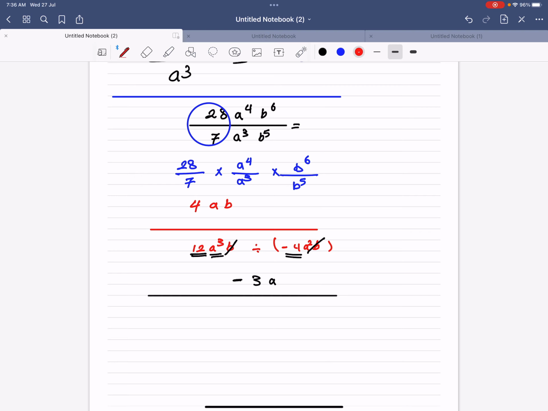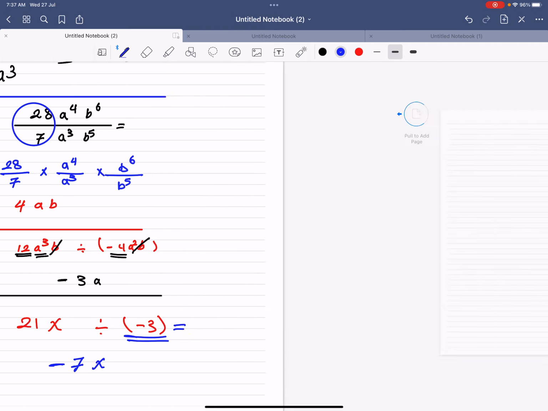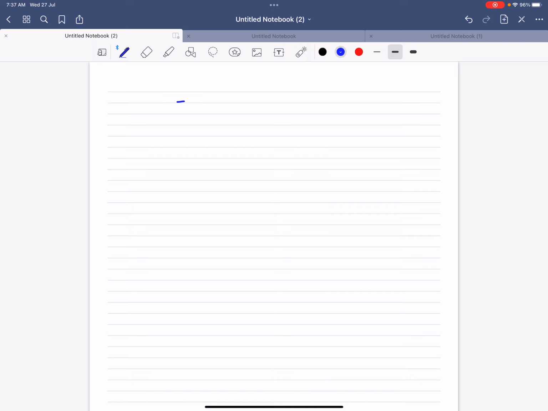Another example. If we get here 21x divided by negative 3. Where are the letters, mister? Here we don't have a variable on the bottom; we only have one of them negative, so it will be negative 21 divided by 3, it will be 7 and you bring down x. Let's go to the last example that we have: negative 15 x power 2 y power 3 divided by 5 x y power 2. First we do coefficient divided by coefficient, so negative 15 divided by 5, it will be negative 3.